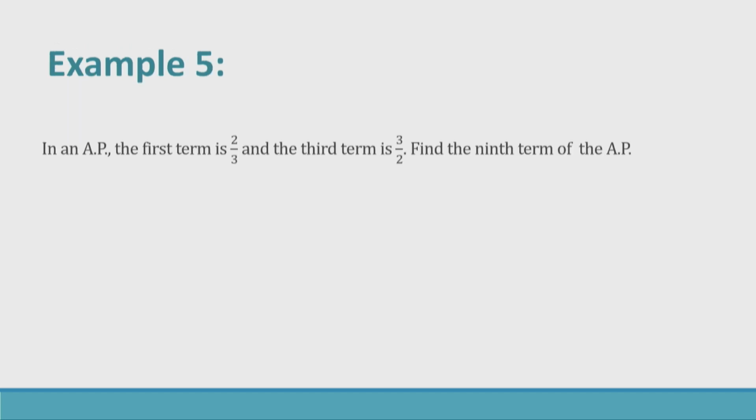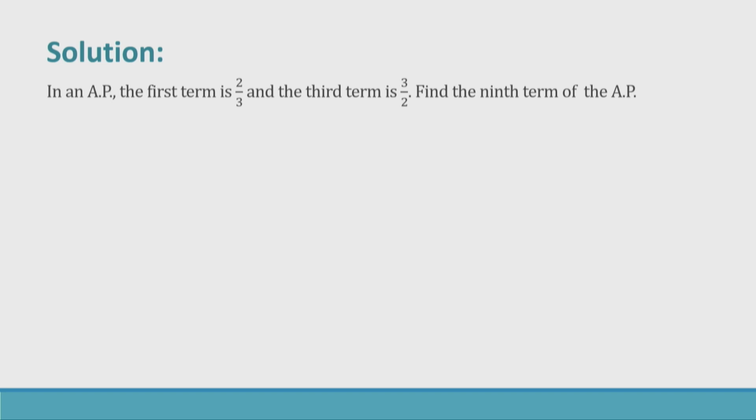Now example 5. In an AP, the first term is 2/3 and the third term is 3/2. Find the 9th term of the AP. So this is a simple example. It's just that here we have to work with fractions. So let us have a look at the solution.